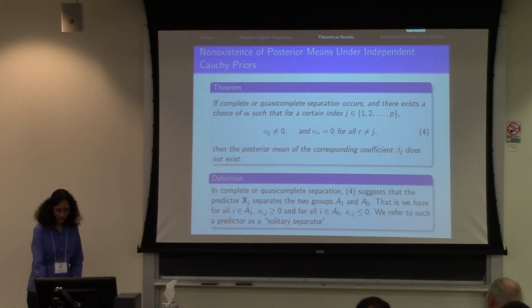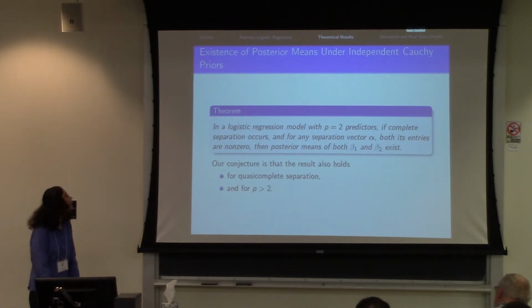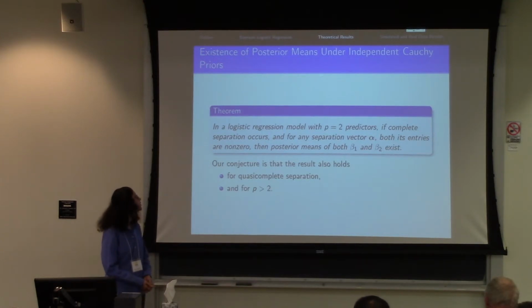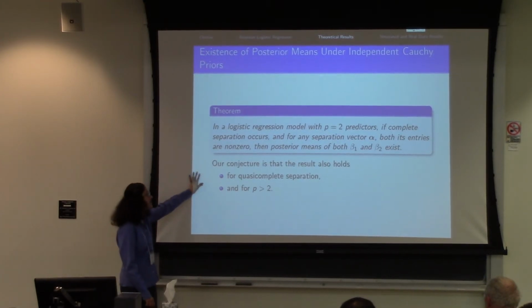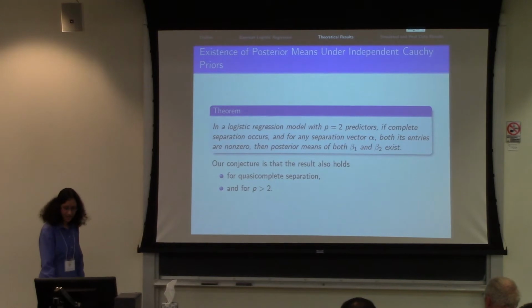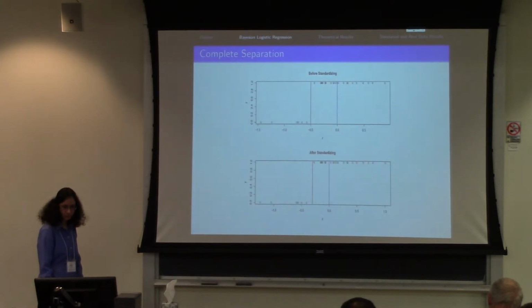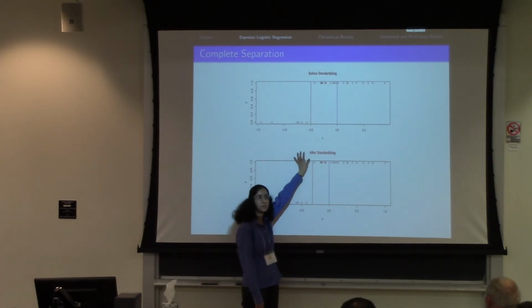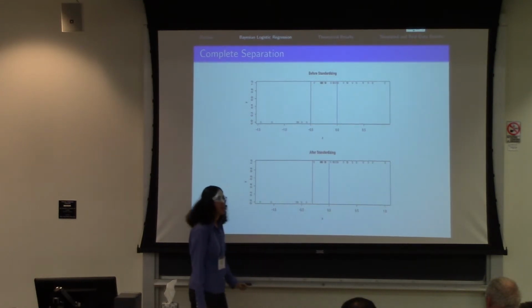So let me show you first the theorem that says when posterior means exist. This is a very simple situation when there are just two predictors in the model, and suppose there is complete separation in the sample points. Then what this is basically saying is if we have something like this picture where the predictor completely separates the sample points, but 0 is not a separation line.